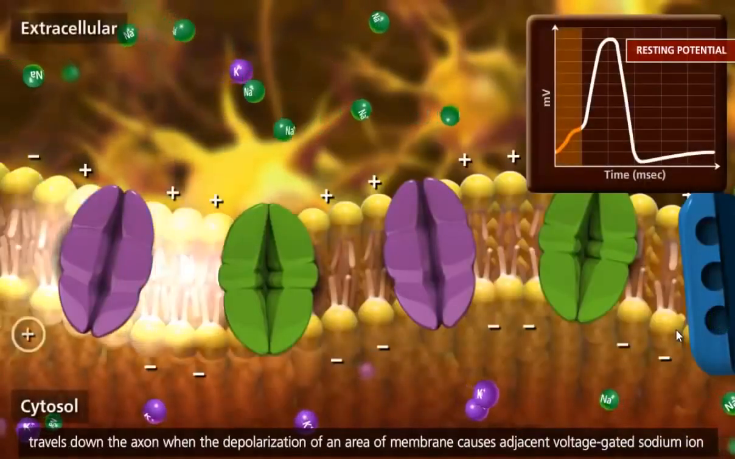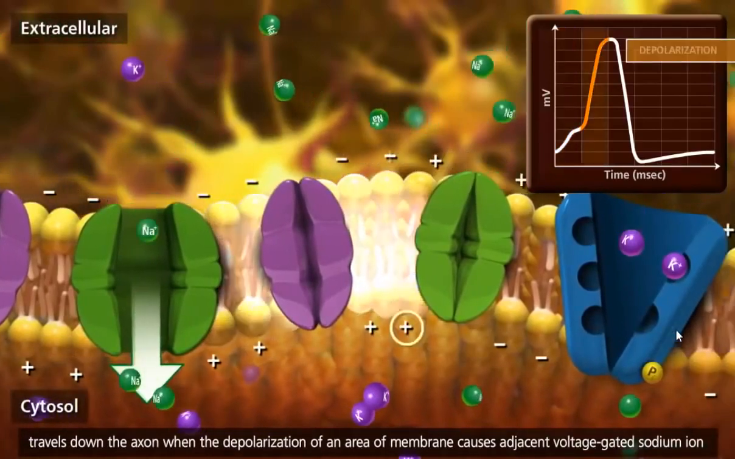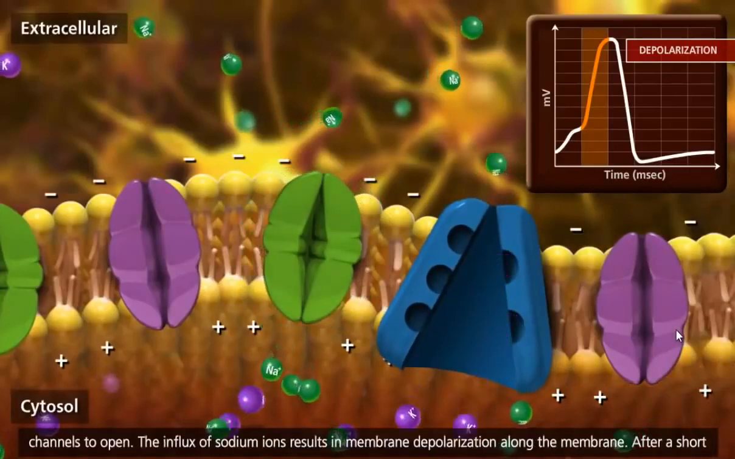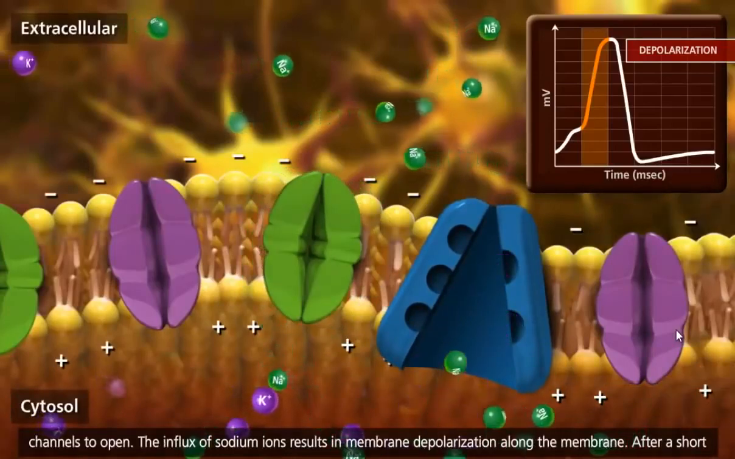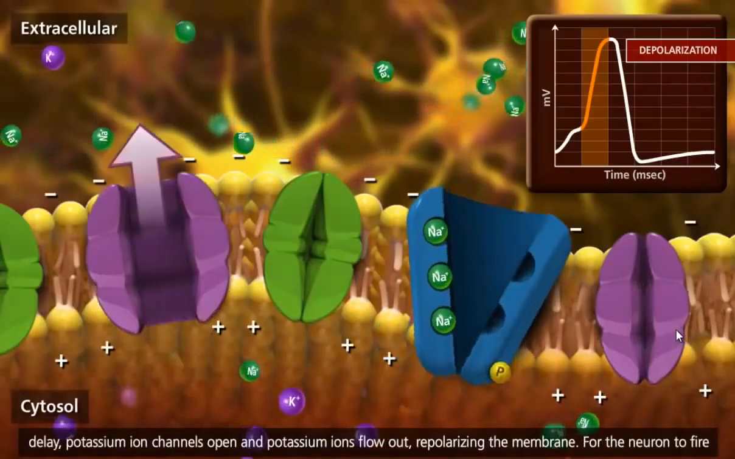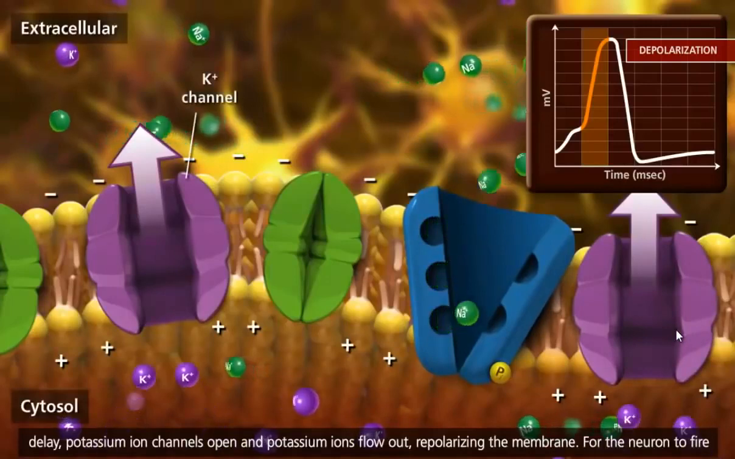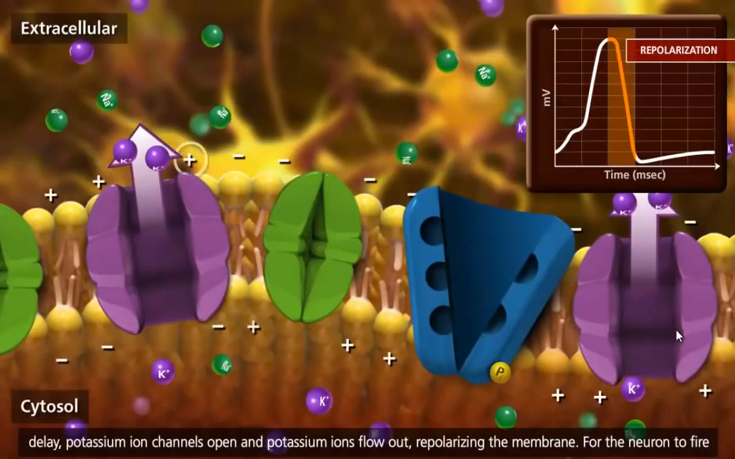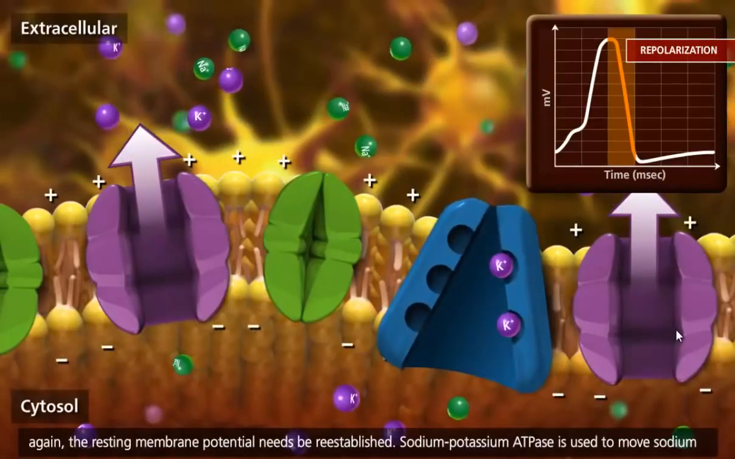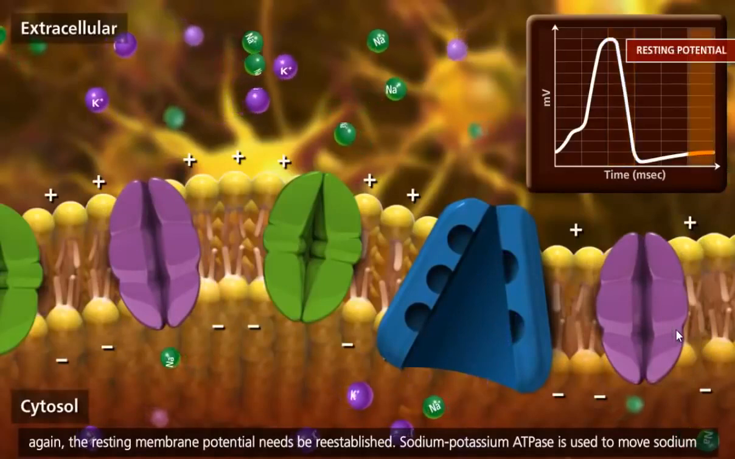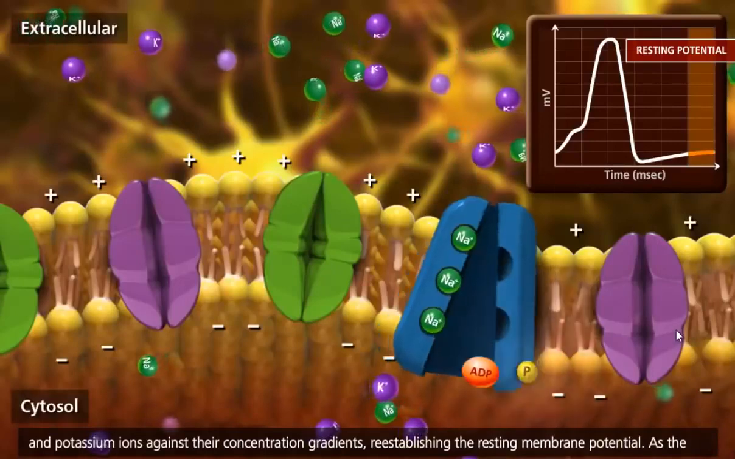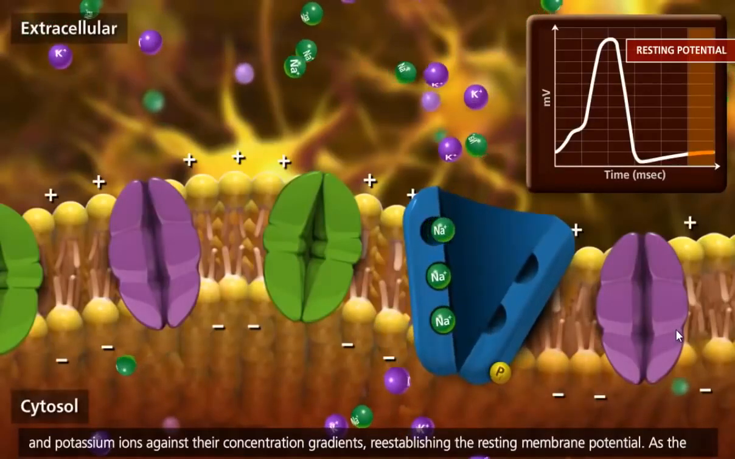The action potential travels down the axon when the depolarization of an area of membrane causes adjacent voltage-gated sodium ion channels to open. The influx of sodium ions results in membrane depolarization along the membrane. After a short delay, potassium ion channels open and potassium ions flow out, repolarizing the membrane. For the neuron to fire again, the resting membrane potential needs to be re-established. Sodium-potassium ATPase is used to move sodium and potassium ions against their concentration gradients, re-establishing the resting membrane potential.